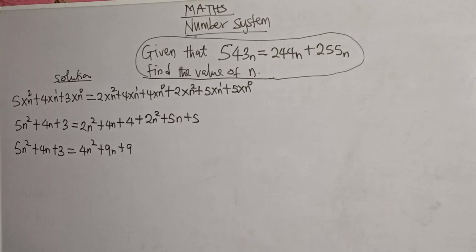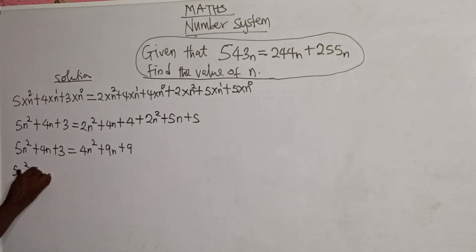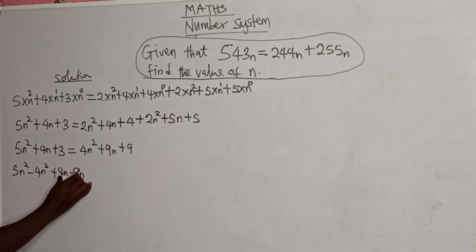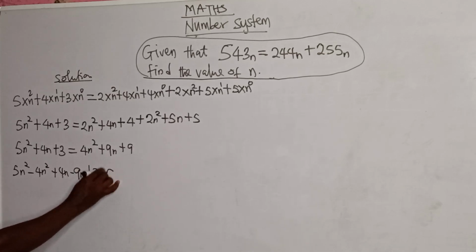Okay, we can now collect the like terms properly. Collection of like terms means to gather all the numbers that look alike on one side. So we have 5n squared and 4n squared. 4n squared will come over to this side. That will now give us 5n squared minus 4n squared plus 4n minus 9n plus 3 minus 9.